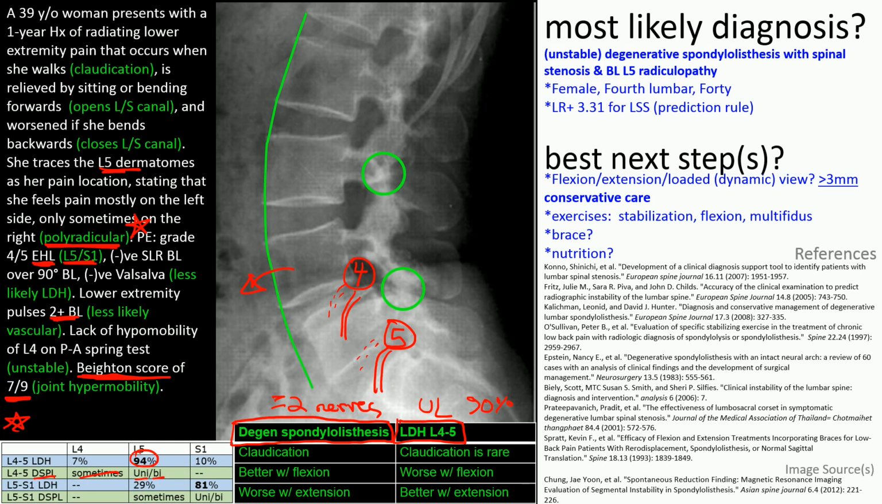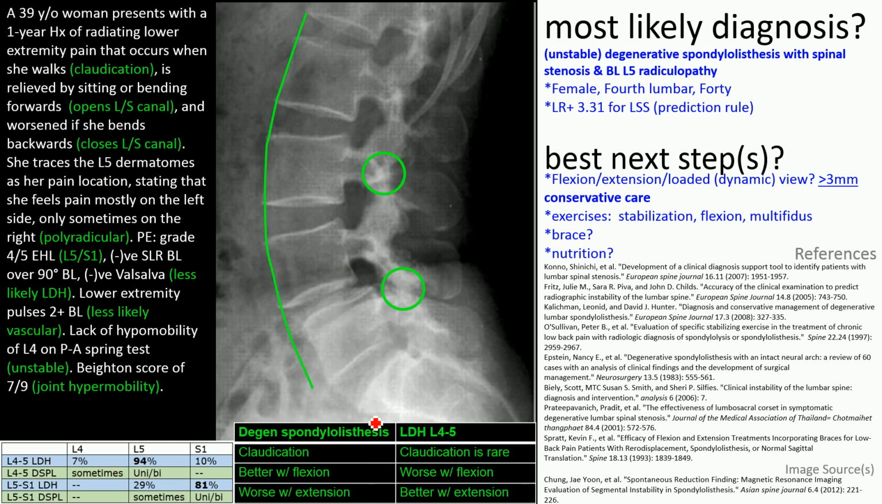So this is pretty clear. We have the directional preference towards flexion, the claudication, the absence of the straight leg raise and the Valsalva's test, and also demographics, being female, and that age is very typical to see at this level.